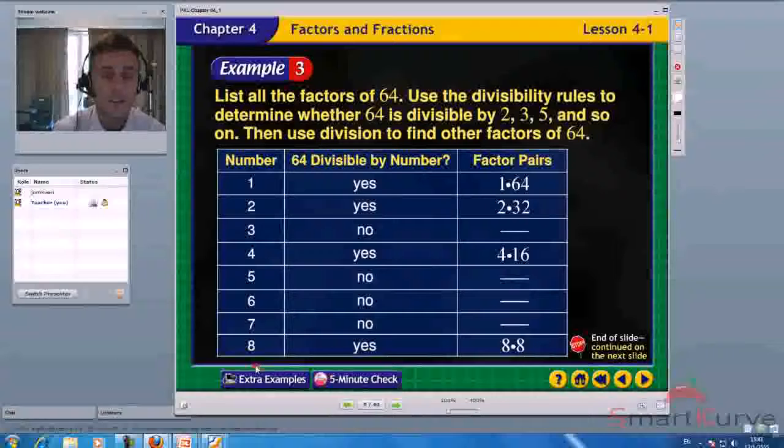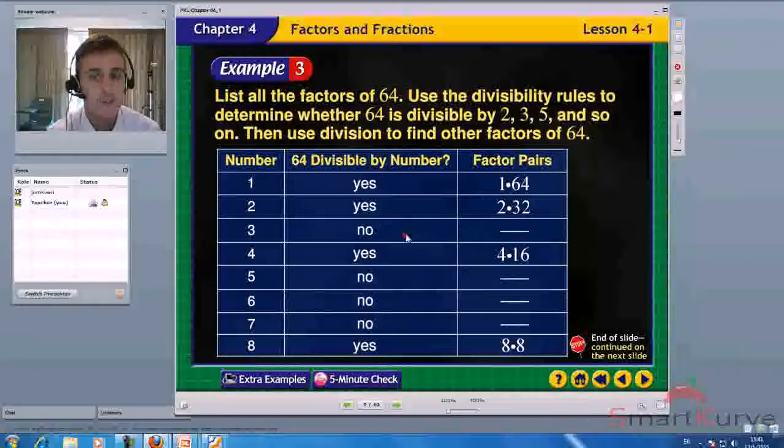List all of the factors of 64. Use the divisibility rules to determine whether 64 is divisible by 2, 3, 5, and so on. Then use division to find the other factors of 64. 1: yes, factors come in pairs. 1 times 64. 64 is divisible by 1.